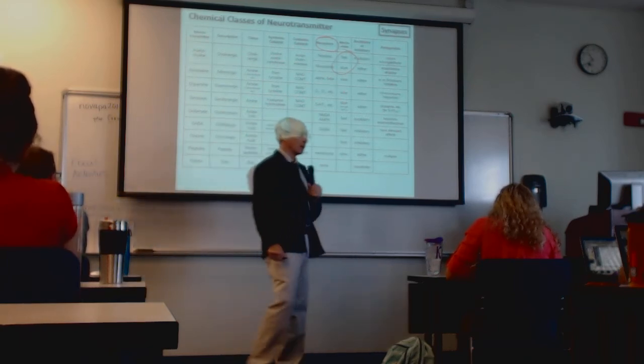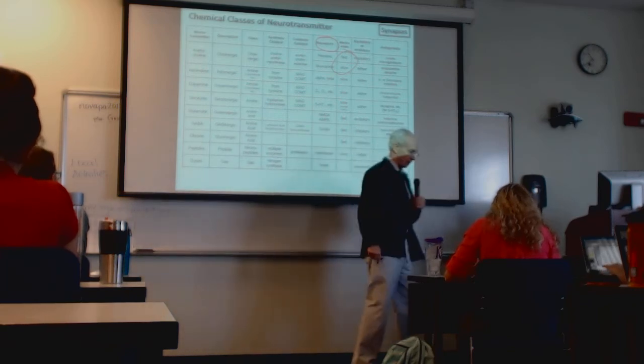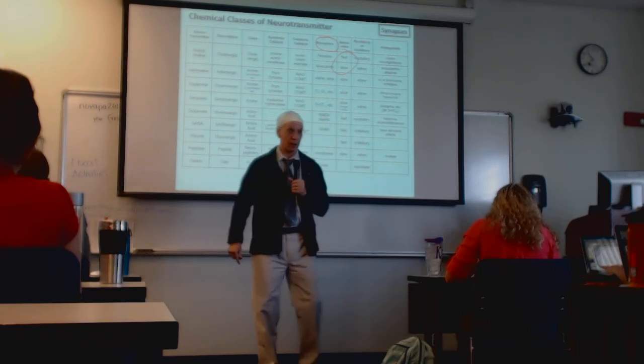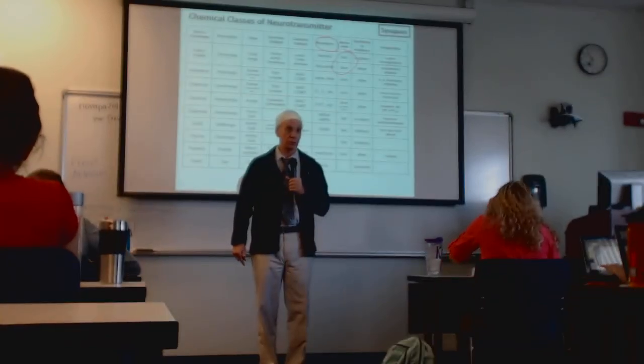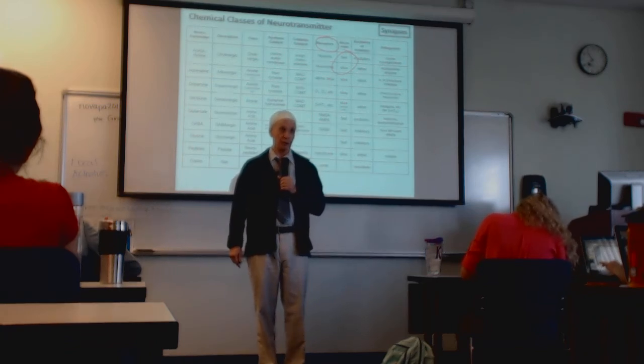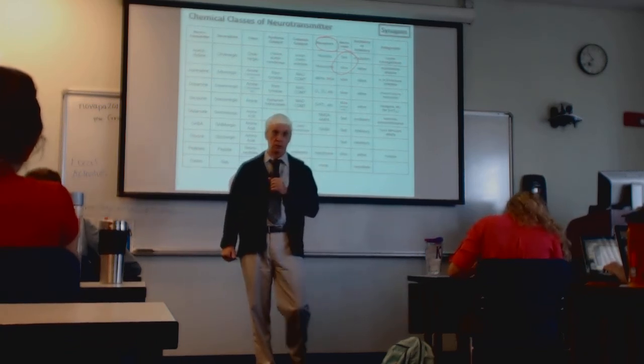And students sometimes say that an antagonist does the opposite of an agonist. It doesn't. Is that clear? An agonist causes the normal biological response. What does an antagonist do? Just blocks the normal biological response. Inhibits the normal biological response. Doesn't do the opposite.